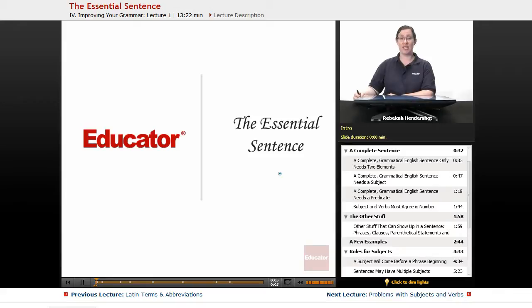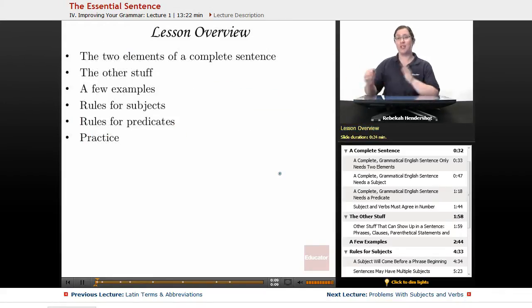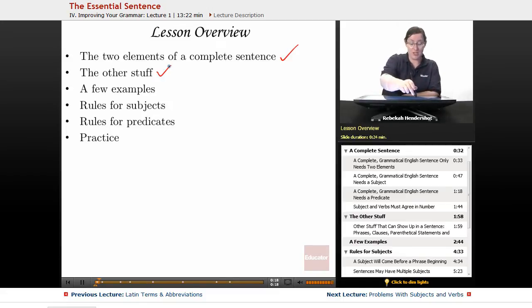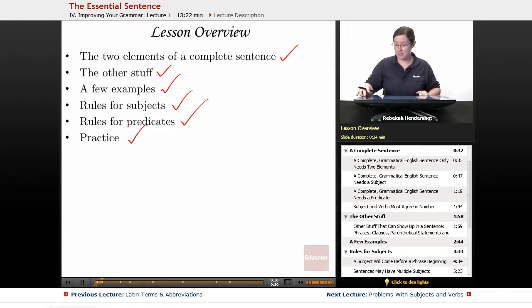This lesson is on the essential sentence. Let's get started. Alright, we're going to talk about the two elements of a complete sentence. An English sentence only needs two things to be an English sentence, and we're going to look at what they are. Then we're going to look at all the other stuff that shows up in English sentences anyway. We're going to do a few examples, and then we're going to look at rules for subjects and rules for predicates. And we're going to end, as we very often do, with a round of practice.